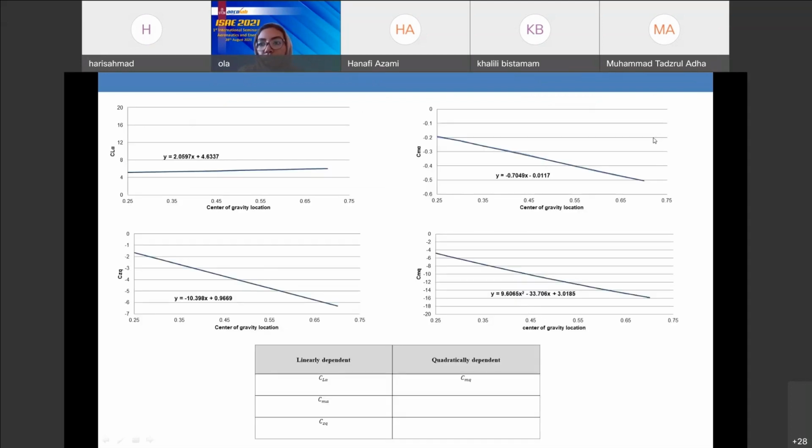Now here, those are the stability derivatives variation with the center of gravity. We have CL alpha, CZq, CM alpha, and CMq. As we notice, we obtain the equation that will allow us to calculate a stability derivative at different CG locations. And we notice that some of them depend linearly on the CG and some of them depend quadratically on the CG. The CL alpha and the CZq and the CM alpha depend linearly. But the CMq depends quadratically on the CG.